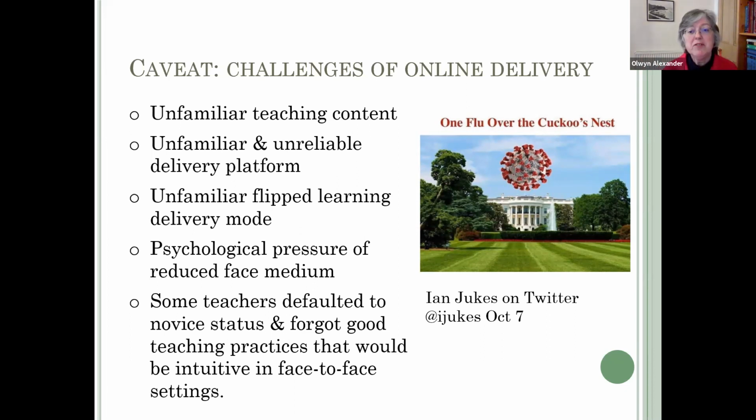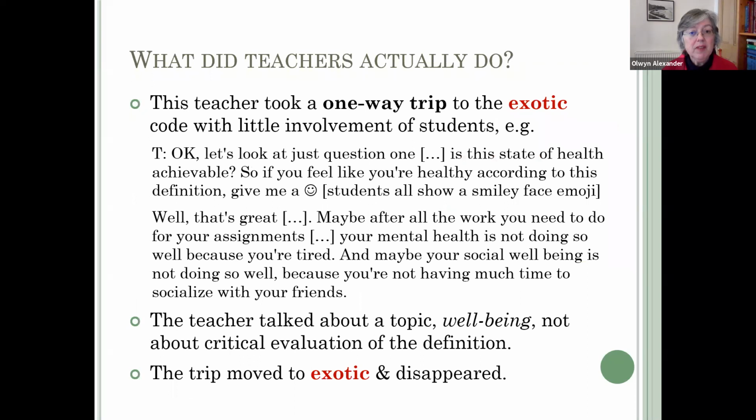So we're going to see a number of different examples of this. Here's a teacher that took a one-way trip around this planned teachable moment into the exotic code, but she didn't really involve the students. So she asked a question, do you feel healthy? And they all showed that they did by showing a smiley emoji face. And then she proceeded to go on and second guess the fact that perhaps they weren't actually all that healthy after all. Their mental health was suffering, or their social well-being was suffering. And so she talked about a topic, well-being, and not about critical evaluation. So the trip kind of moved to the exotic and then disappeared. It never came back anywhere.